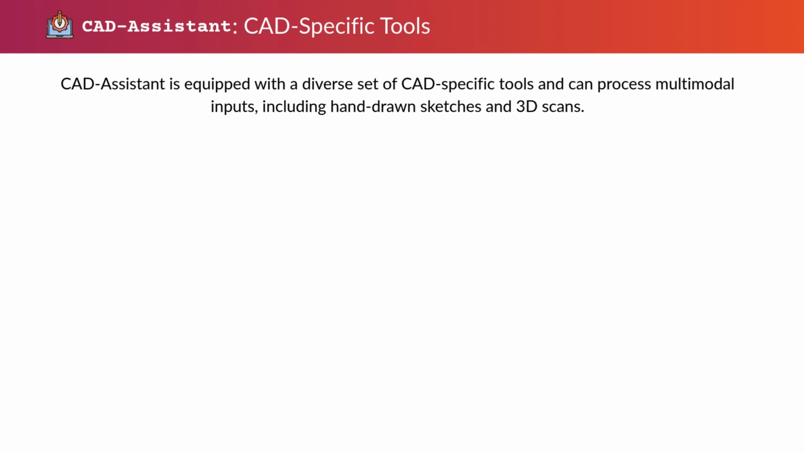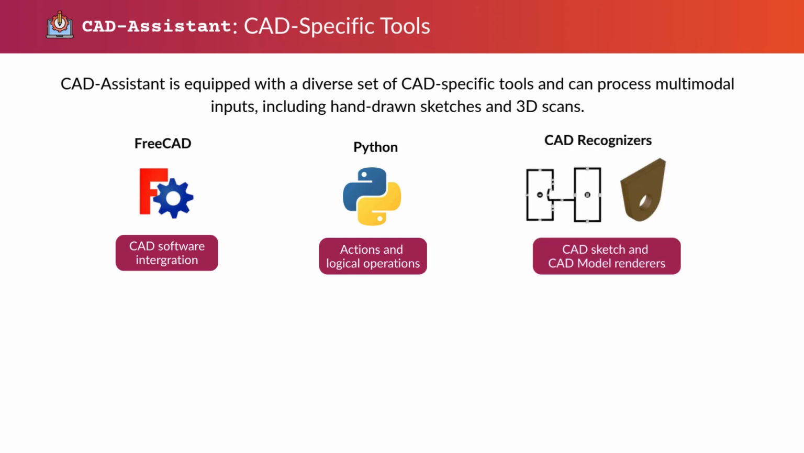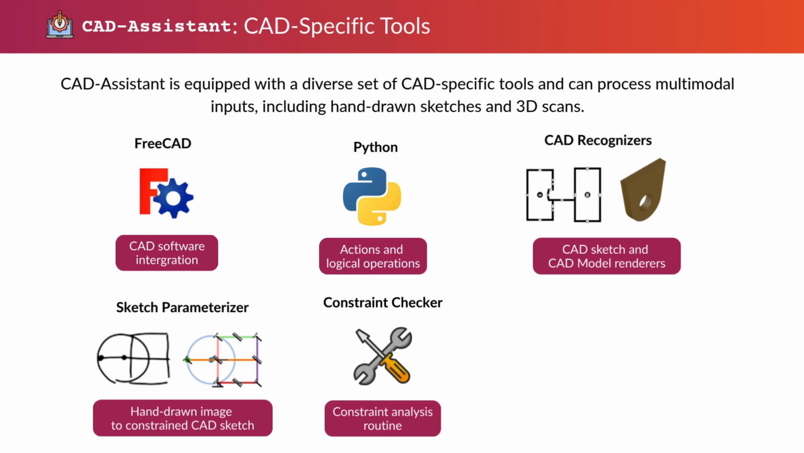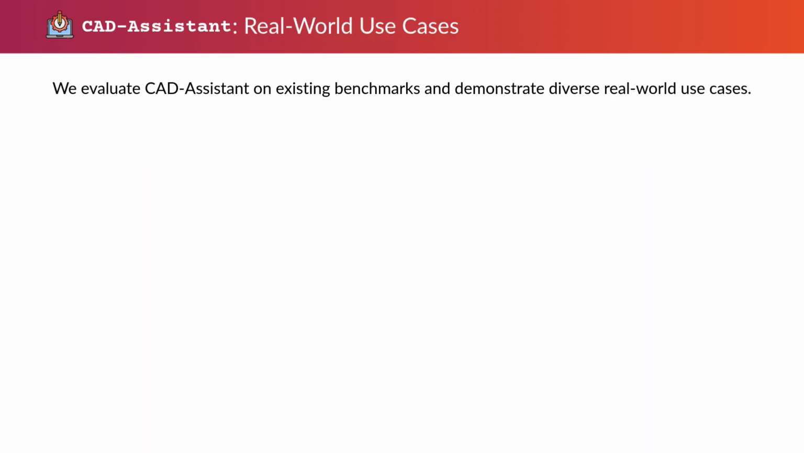CAD-Assistant integrates a wide range of CAD tools. CAD code is executed directly within FreeCAD accessed via its Python API. Geometric reasoning is enhanced by dedicated CAD recognizers. CAD tools include also a hand-drawn image parameterizer, a handcrafted routine for geometric constraints analysis, and a 2D cross-section generator for processing of 3D scans. CAD-Assistant is a training-free framework that can address common CAD tasks in a zero-shot manner.